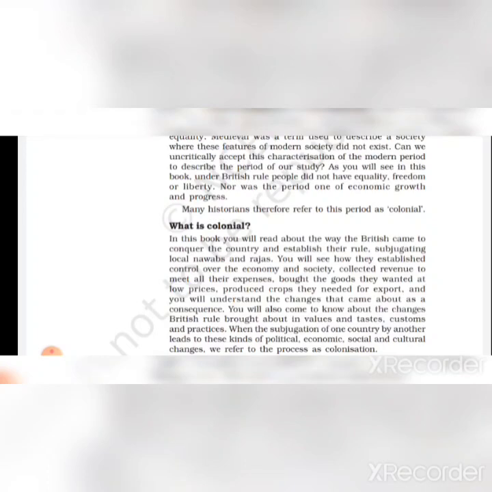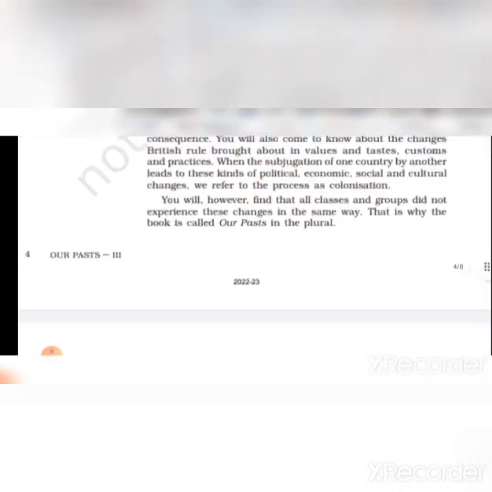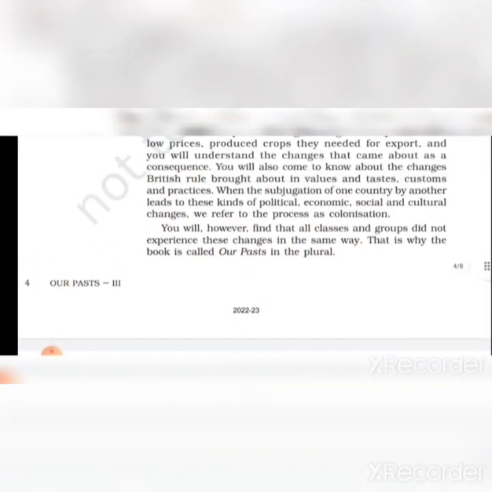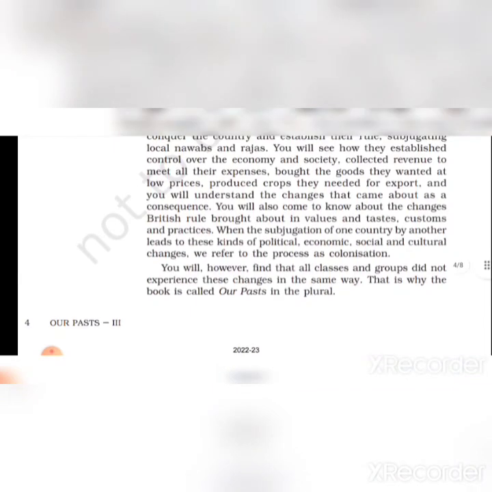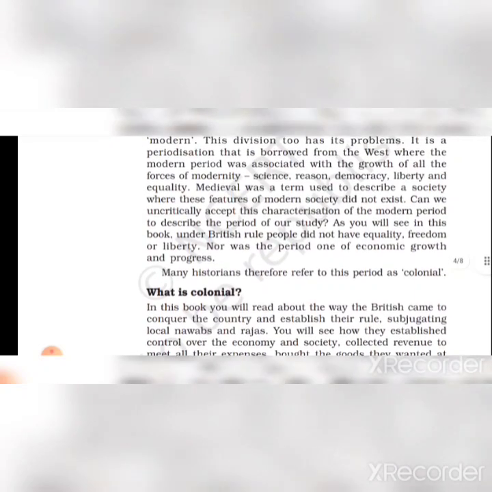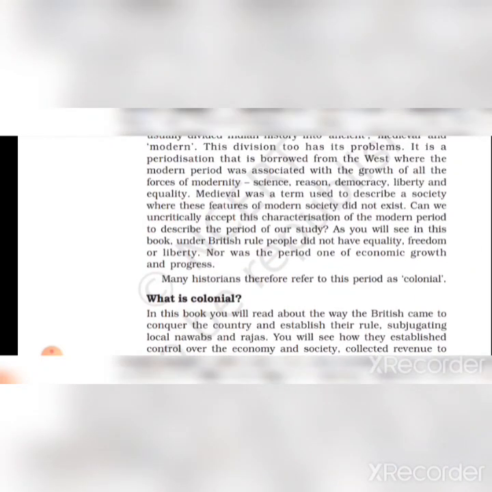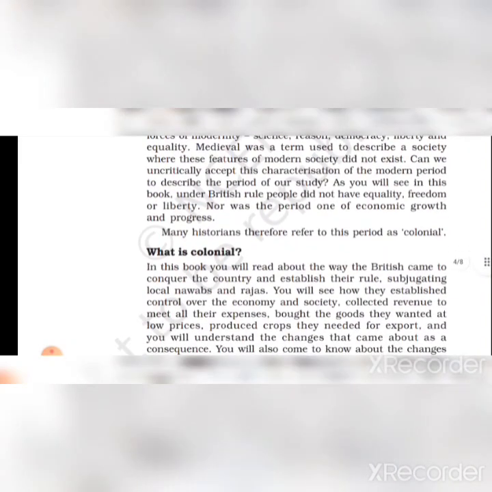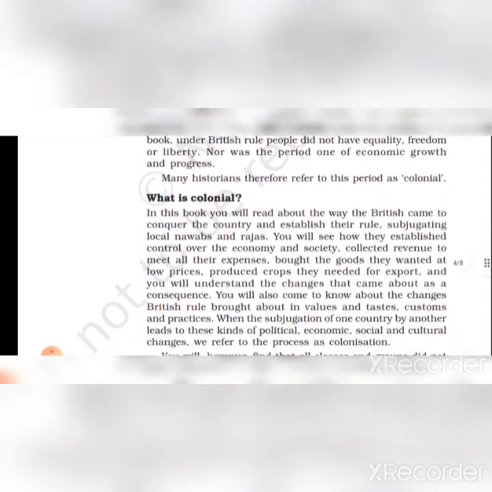As you will see in this book, under British rule, people did not have equality, freedom, or liberty, nor was the period one of economic growth and progress. Many historians therefore refer to this period as colonial.